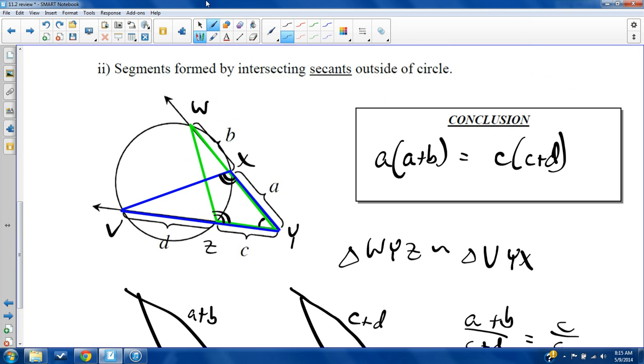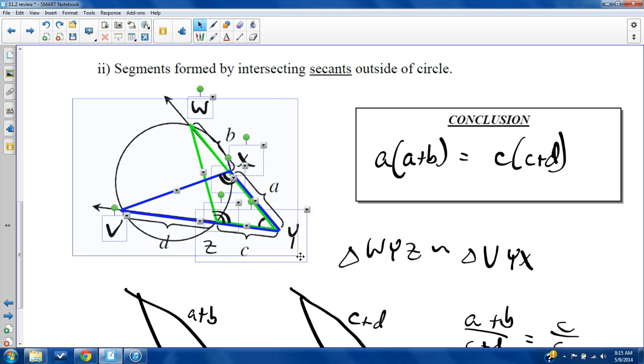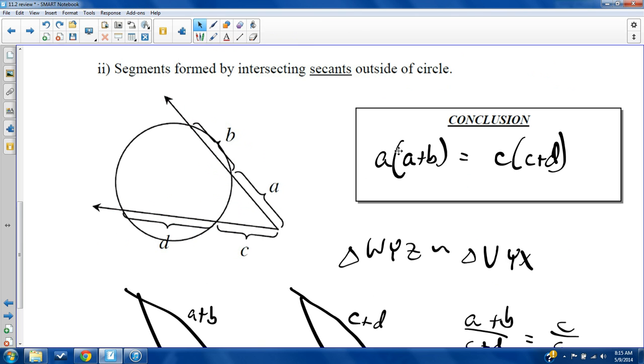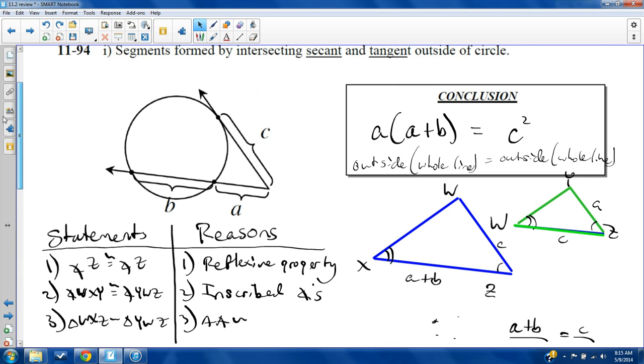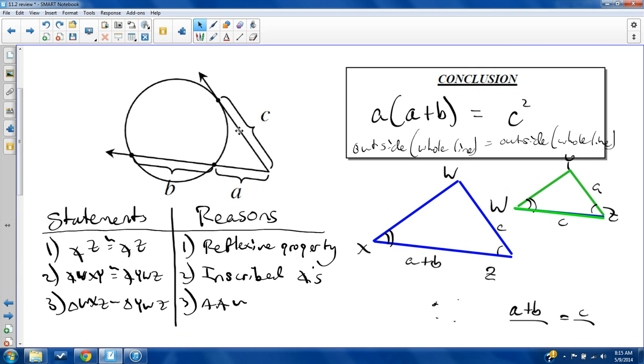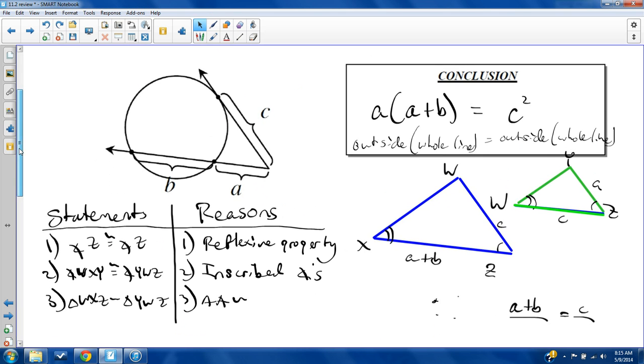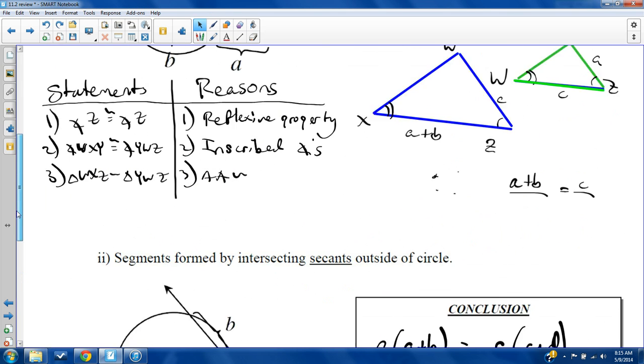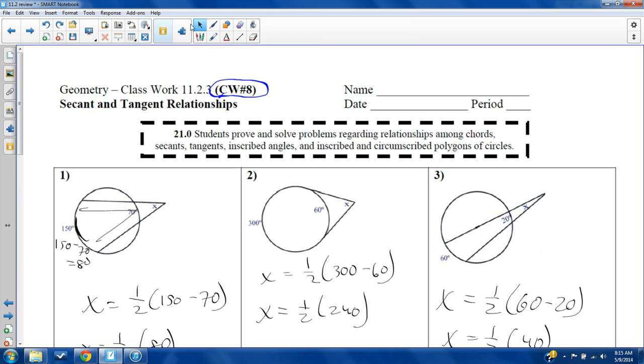Okay, if I erase all this right here, you'll see that this is still the outside A times the whole segment A plus B equals the outside C times the whole segment C plus D. So there's something that's true in both these guys. Doesn't matter if it's tangent or secant line, it's outside times whole thing equals outside times whole thing for both. Okay, got like 5 more minutes to do some examples here, so let's go through them.